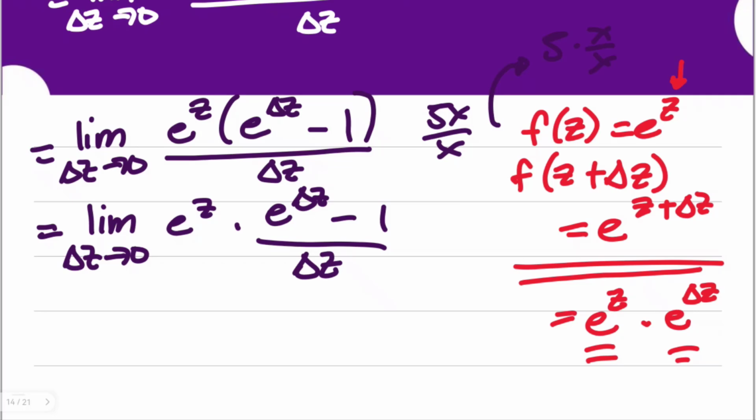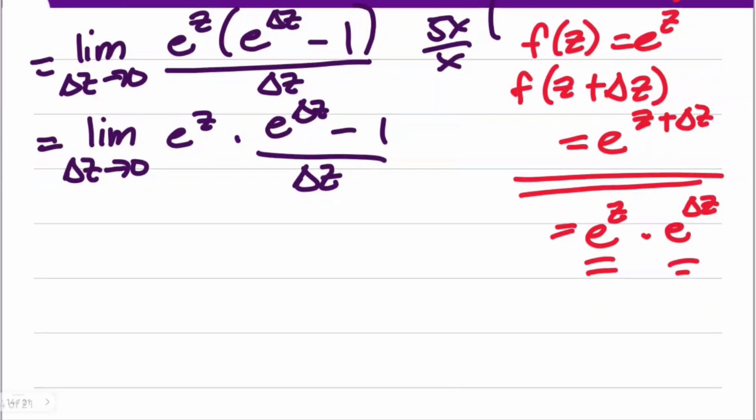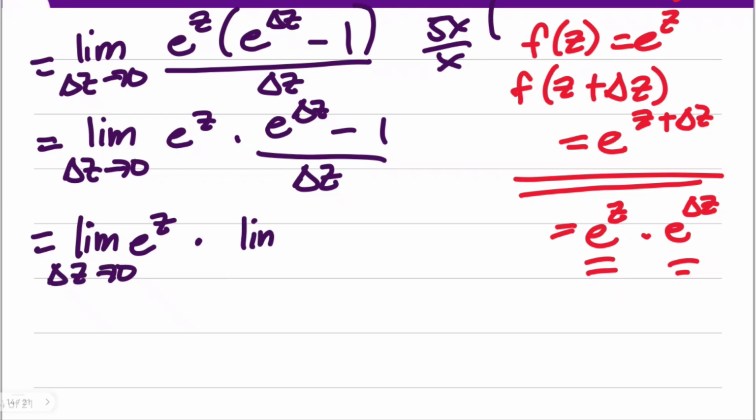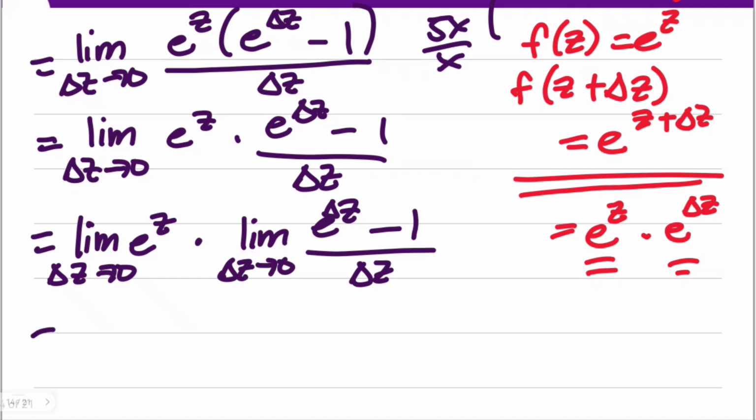This time, we shared it to this expression because we have a concept for that in our calculus. Now, applying the rules of your limit, the limit of a product is equivalent to the product of the limits: e to the power of z, times the limit of e to the power of delta z minus 1 over delta z as delta z approaches 0. Of course, as mentioned, this has no delta z, so it will be taken as a constant in itself.